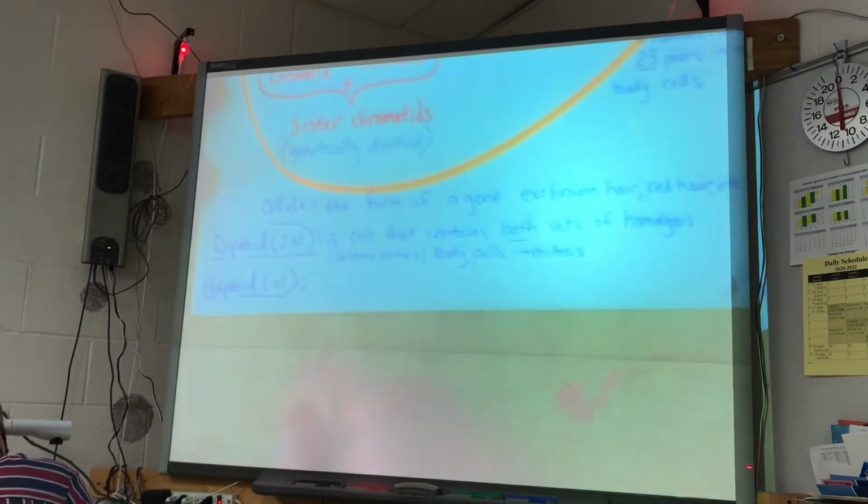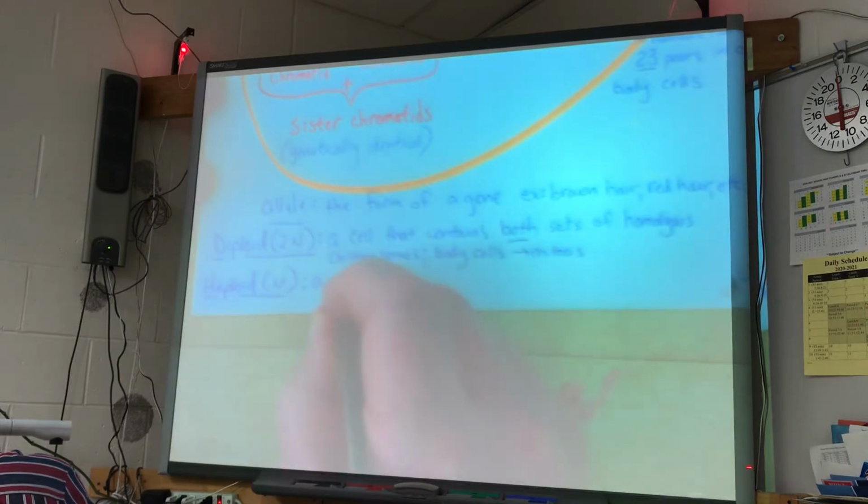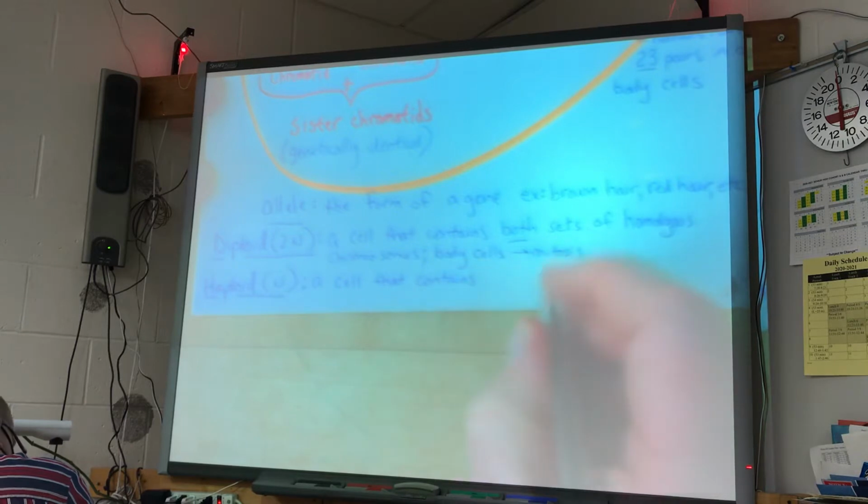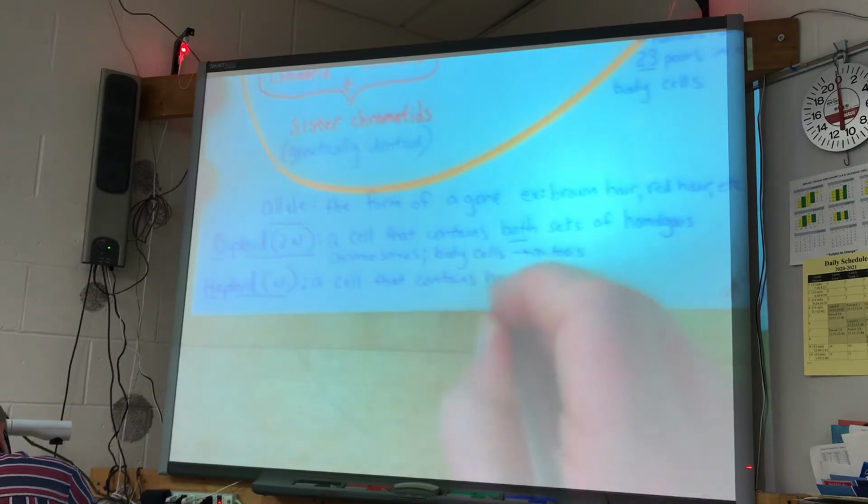Your diploid number is 46 because you have 46 chromosomes in your body cells. Your body cells are diploid cells. So what's a body cell? Any cell that's found in your body. What isn't a body cell? Sex cells, egg or sperm cells.